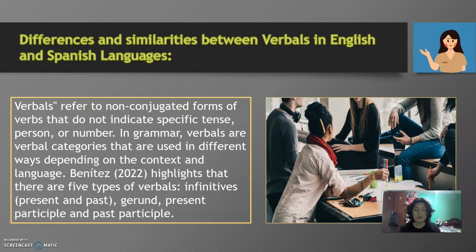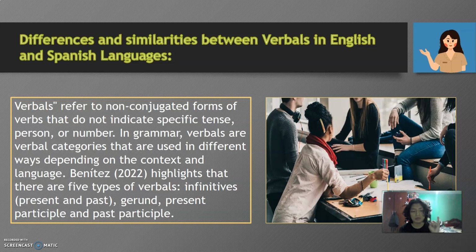Okay, first I'm going to start with a little introduction about this topic. The verbals refer to nouns, conjugated forms, or verbs that do not indicate specific tense, person, or number. In grammar, verbals are verb categories that are used in different ways depending on the context and language. Benitez (2022) highlights that there are 5 types of verbals.